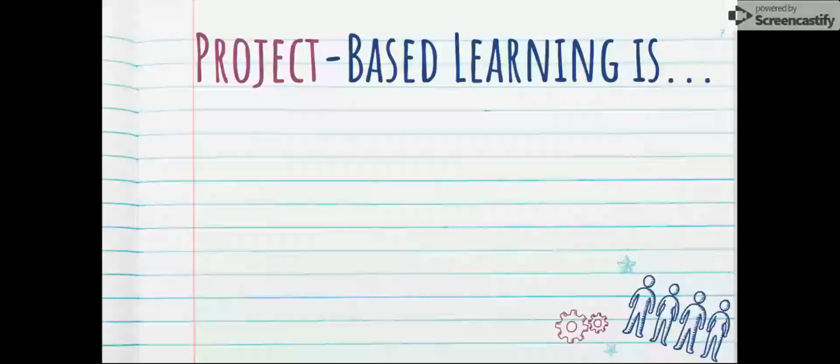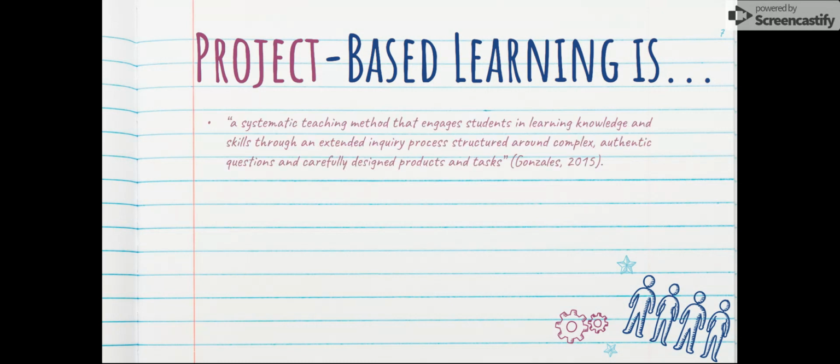Similarly to problem-based learning, project-based learning is an engaging process in which students learn new knowledge and skills through an extended inquiry process that is structured around complex, authentic questions. So it's not just a quick one class period or several class period process. It's an extended process that may take more time from class.